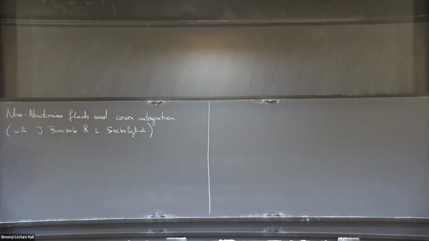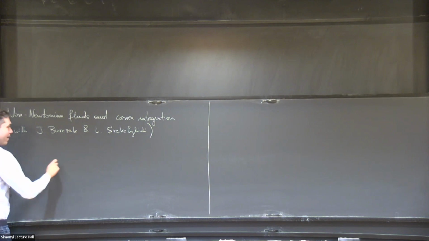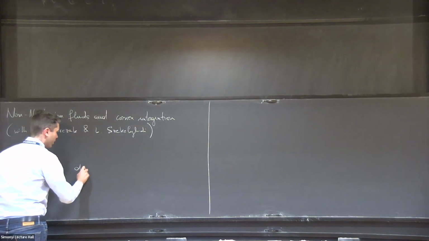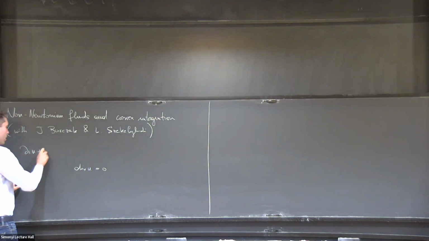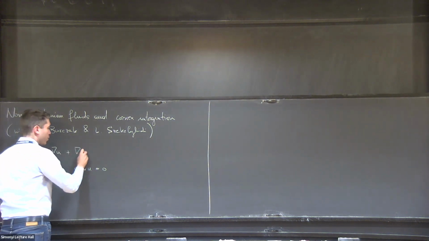Okay, so I'm going to talk about non-Newtonian fluids. Let me write down first of all what are the equations I'm dealing with. So these are the following equations. We have the incompressibility condition, divergence of u equals 0, and then the momentum equation, so ∂_t u plus u·∇u, the material derivative. Then there is a pressure here.